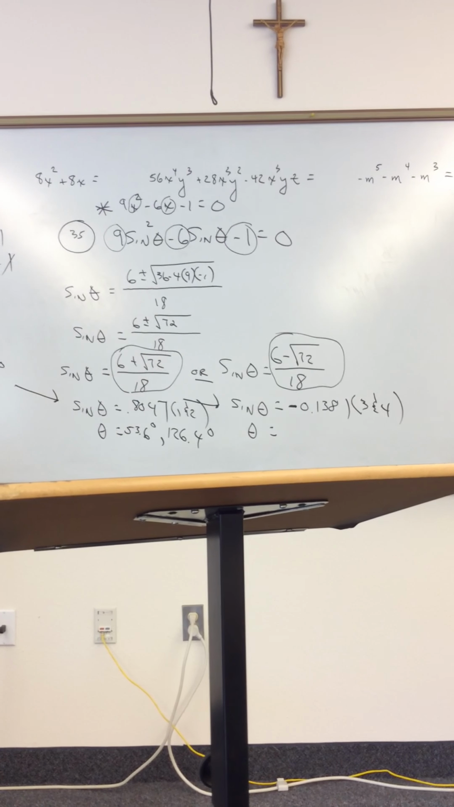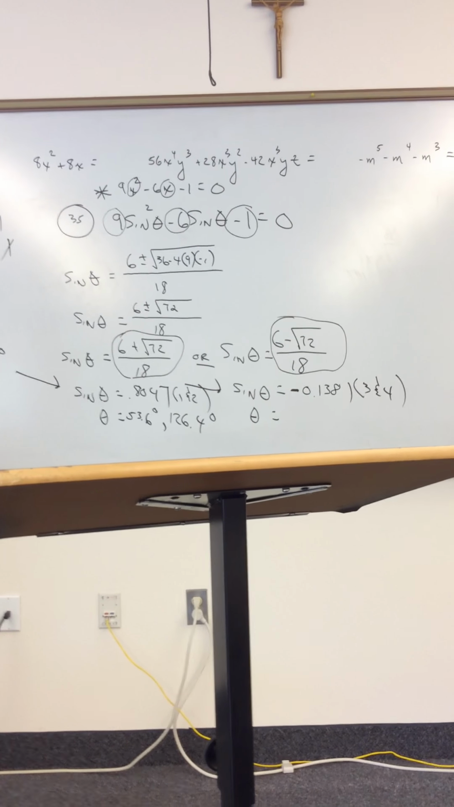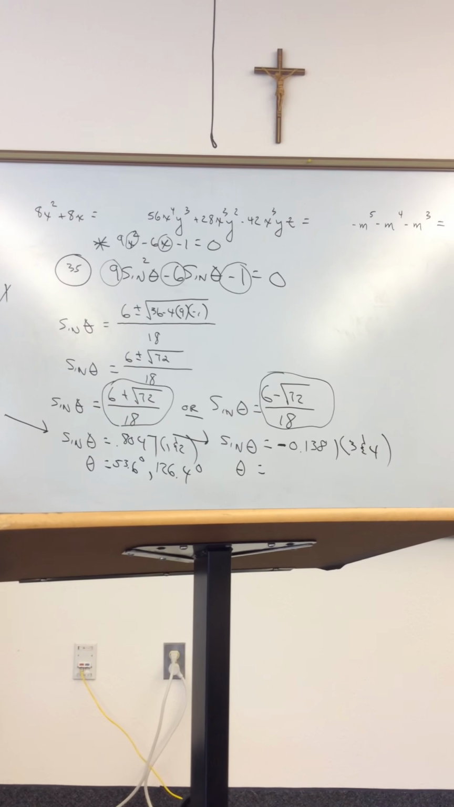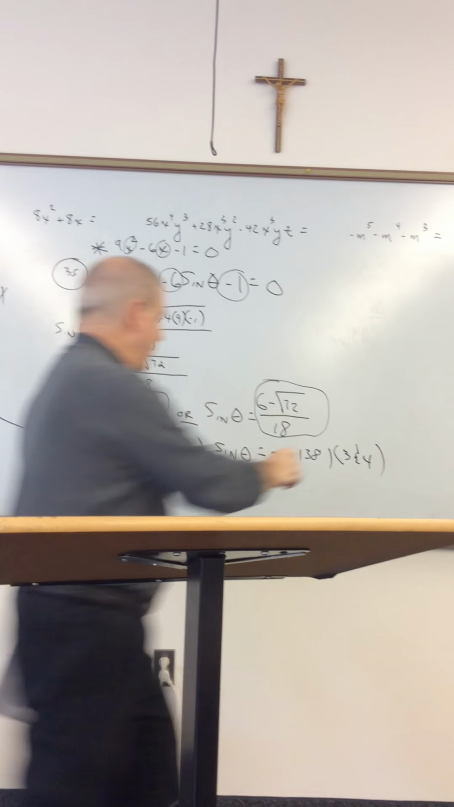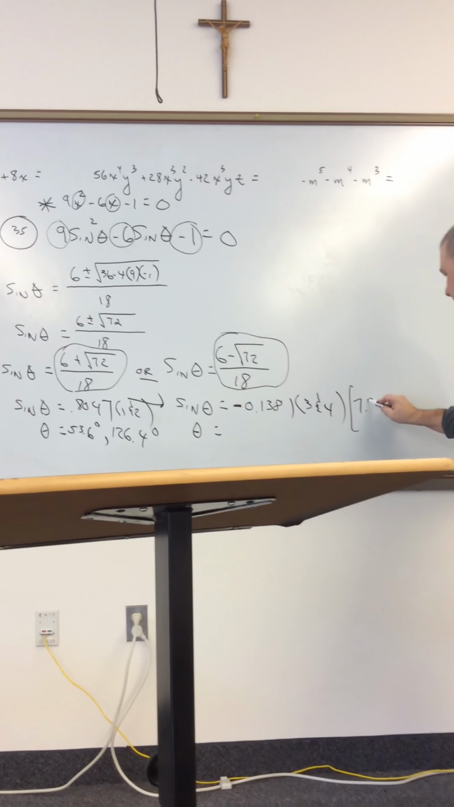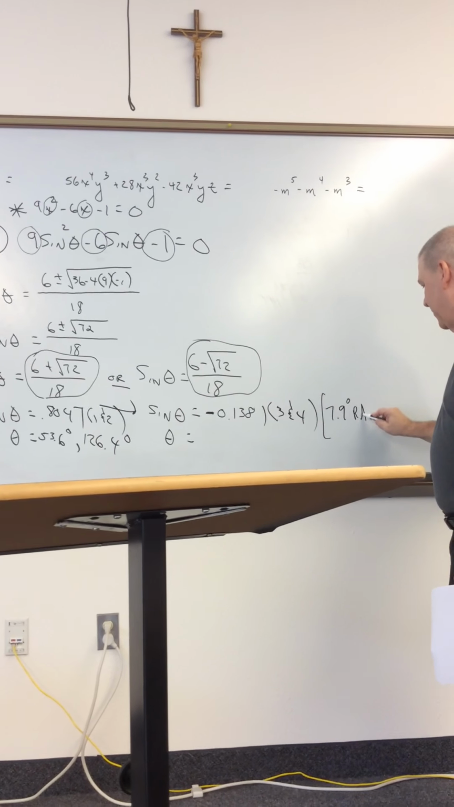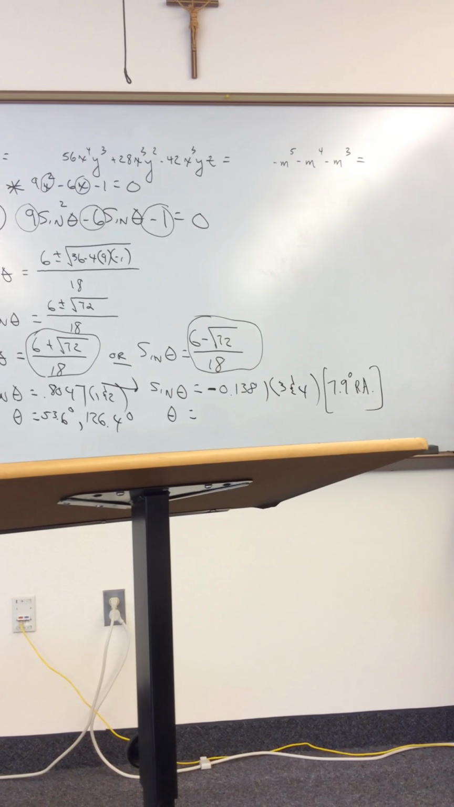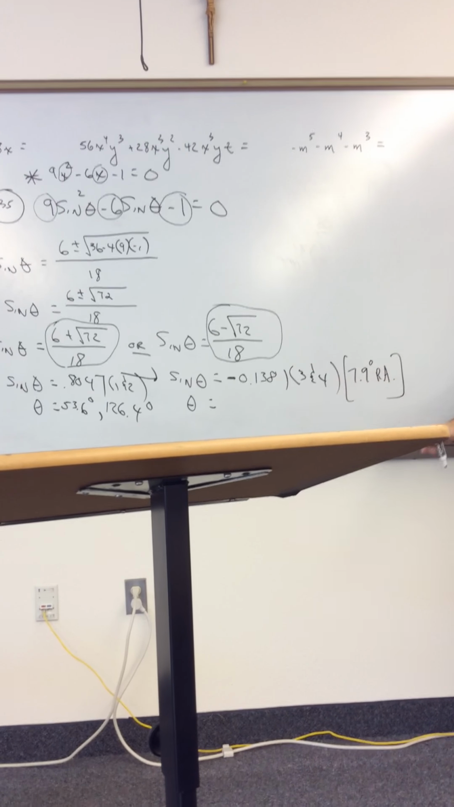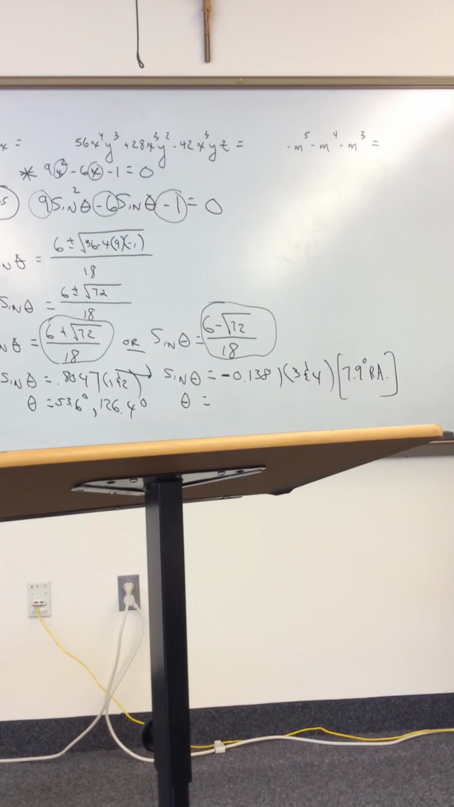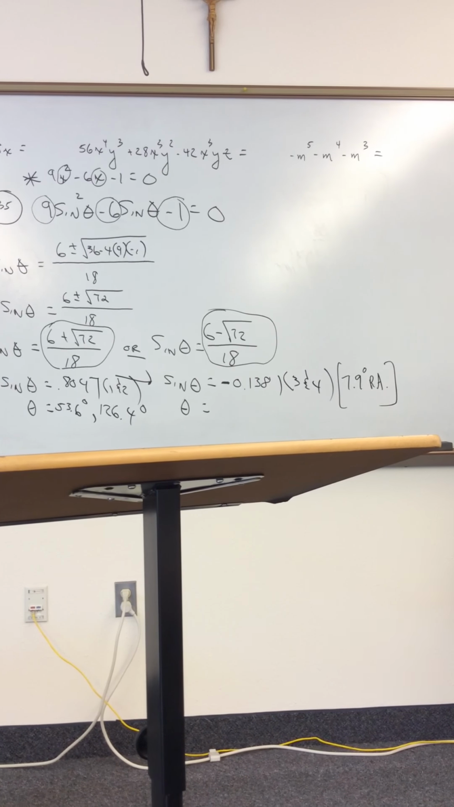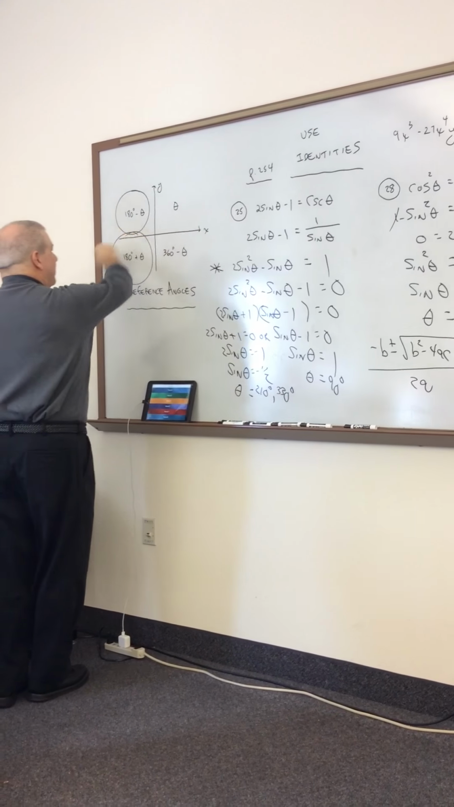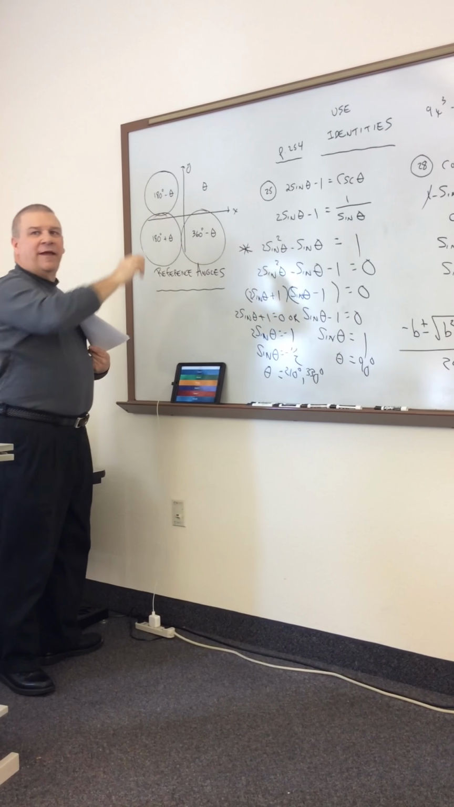Inverse sine of 0.1381. Jack? 7.9. Now, is 7.9 your answer? No. But look, I'm going to put that over here. 7.9 degrees, that's the reference angle your calculator just gave you. So, how do you find the angle when it's in the third? How do you find the angle when it's in the fourth? Those are your two answers. There's how you get it in the third. There's how you get it in the fourth.